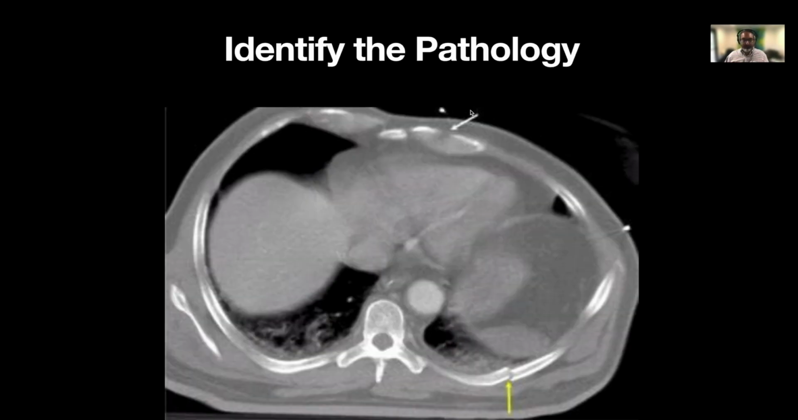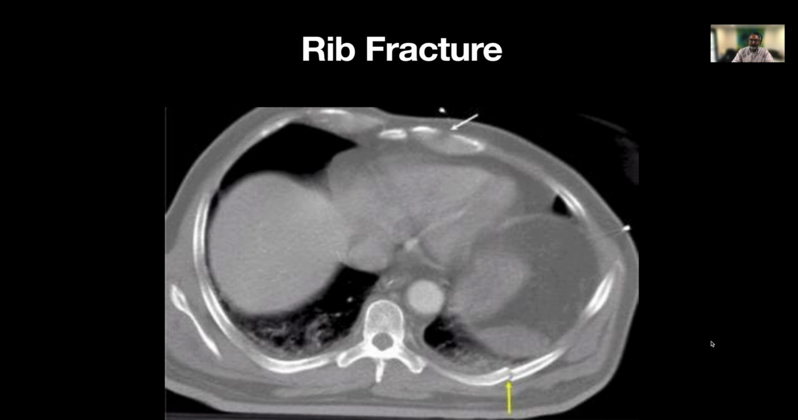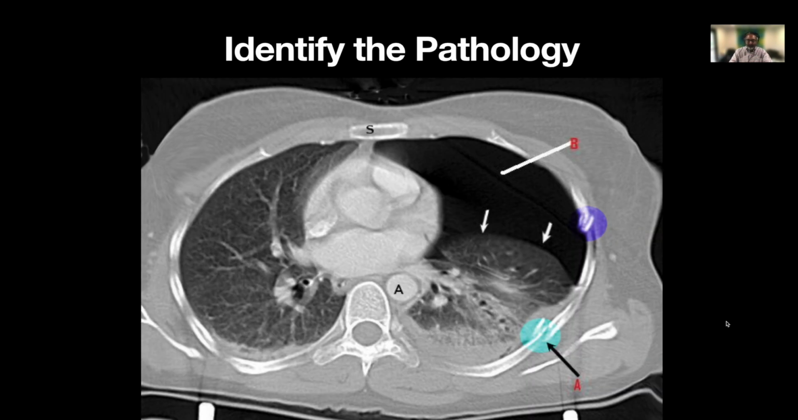And let's do this. Identify the pathology here. Yep, fractured rib. Good job. I think it's fractured up there also, but that looks like near this. Yep. And look at that. What is that? I think that's a hematoma. That's blood. And lung tissue has been collapsed there.